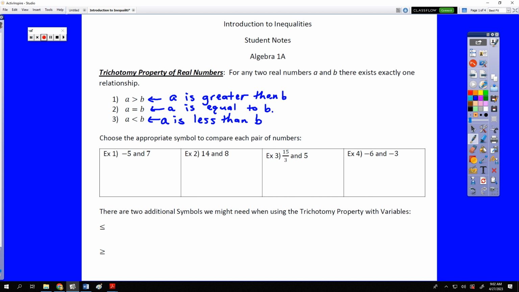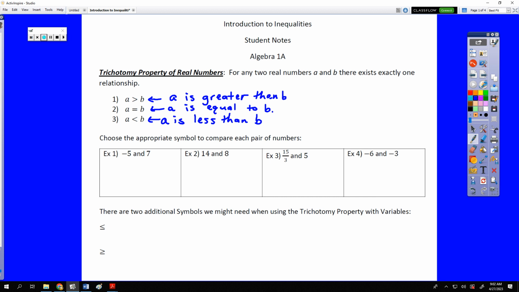So far this year, everything we've done has been based on that second situation where A is equal to B. But now we're going to go into inequalities, which means we need to be familiar with these other signs. Okay?